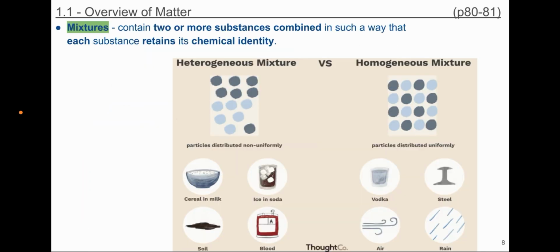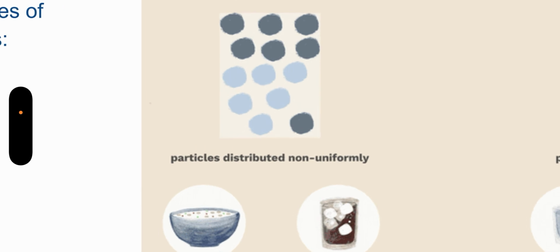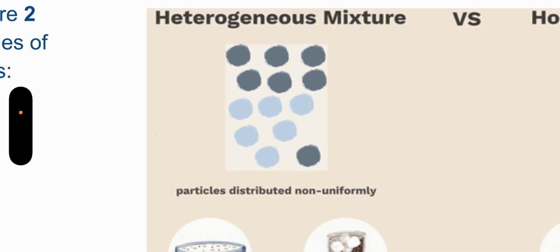However, with mixtures, things can be combined but not bonded. Each thing retains its chemical identity. It is just mixed in with other stuff. And there are two types of mixtures. We're going to look at this chart here, but this is going to finish off your notes. So a heterogeneous mixture means the particles are distributed non-uniformly, or not evenly mixed.